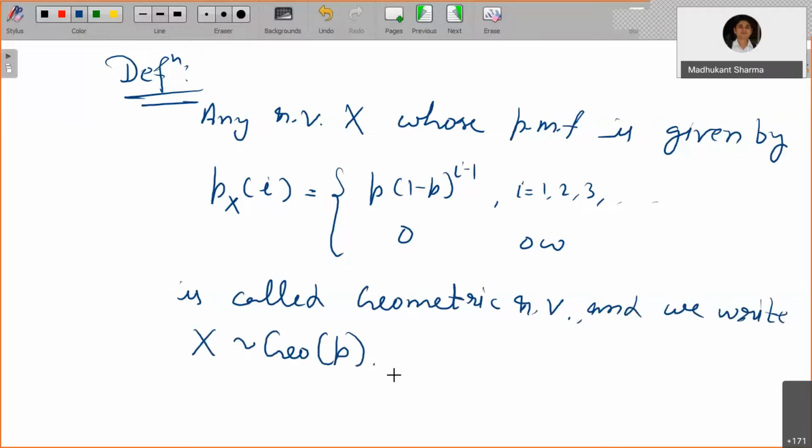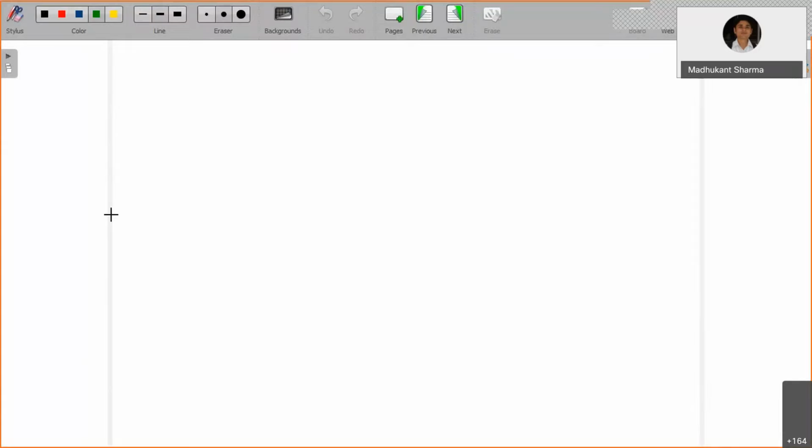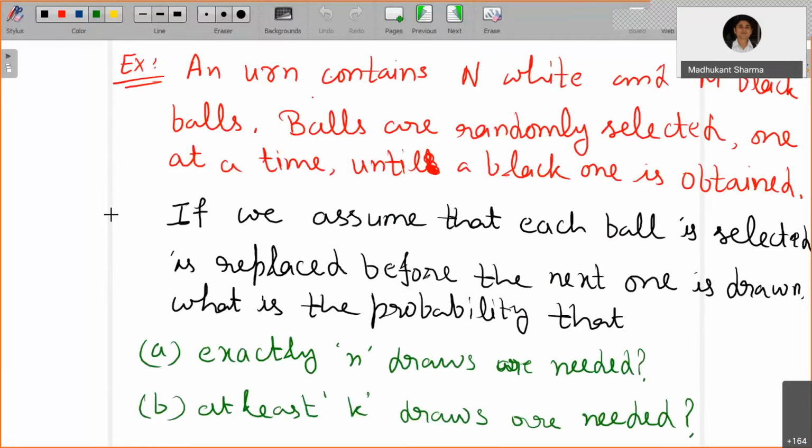Okay, right. Let's take the example now. The example here is an urn contains n white and m black balls, and balls are randomly selected one at a time until a black one is obtained. So getting a black ball is your success. That's what it means, right? Otherwise, you are randomly selecting.